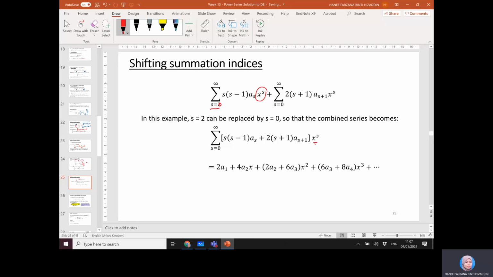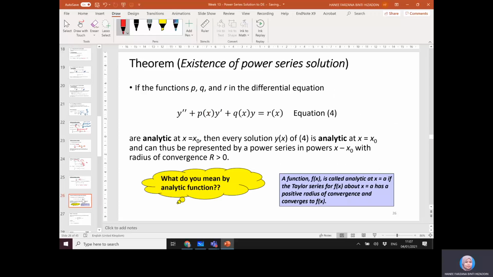So you can expand from s equals 0, you will get this, and then s equals 1, you get this, s equals 2, you get this, and 3, and so on and so on. Okay, so that's about shifting the summation index in the power series. All right, okay.